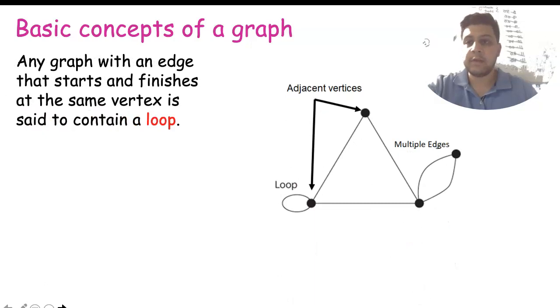Any graph with an edge that starts and finishes at the same vertex is a loop. So if we look down here, because our edge starts and finishes at the same vertex, this is known as a loop.